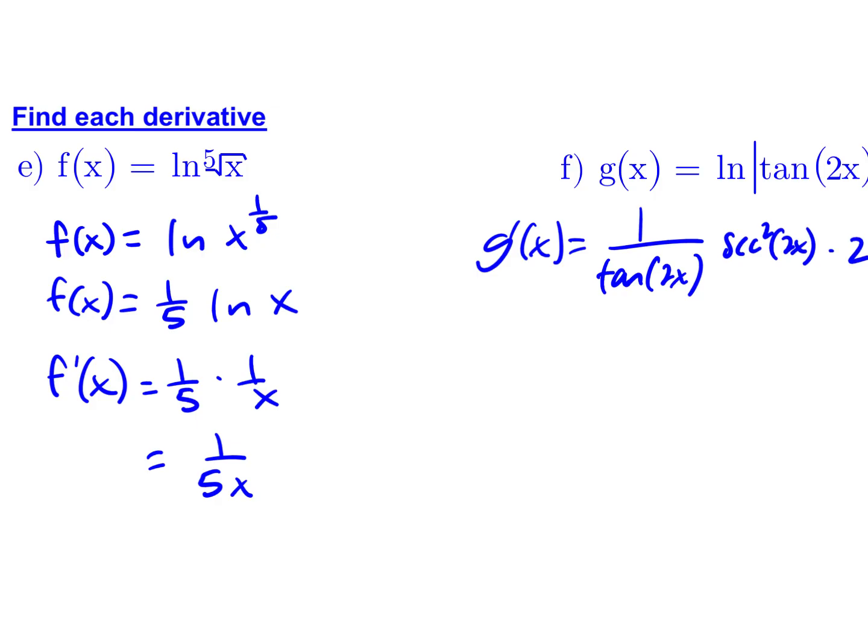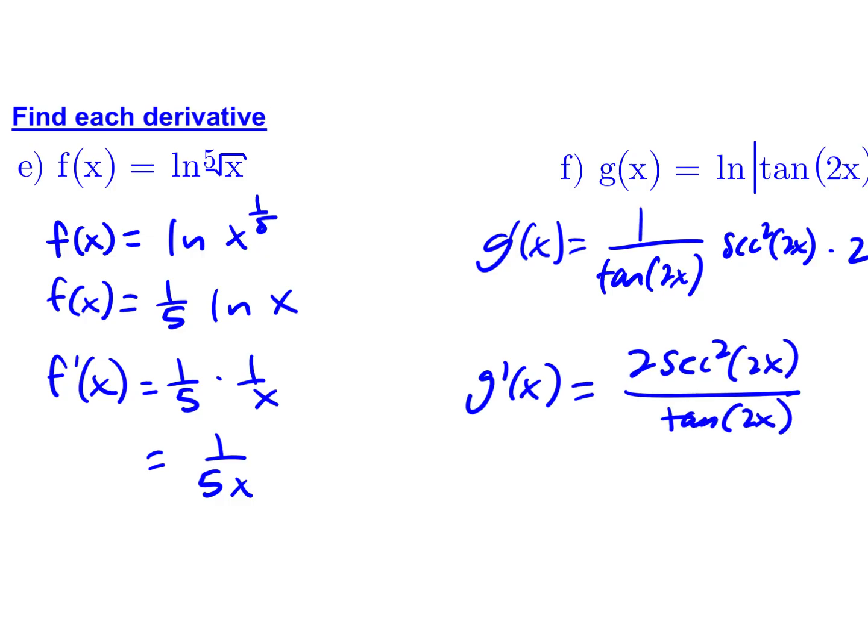So now it's a matter of trying to clean this all up, and here's where we're at. So I've got 2 secant squared 2x over tangent of 2x. And maybe you're thinking there's a way to simplify that: the tangent is sine over cosine, and the secant is 1 over cosine. And so this really would be 1 over cosine squared. And then since this is on the bottom, I'd have to flip it anyway. This is like the cotangent, and so that would be cosine over sine.